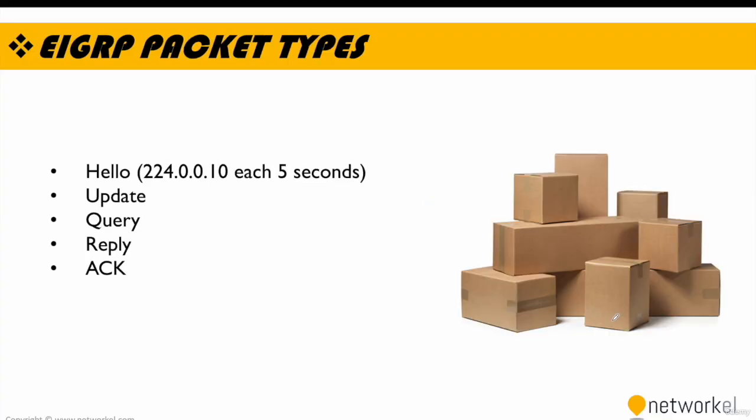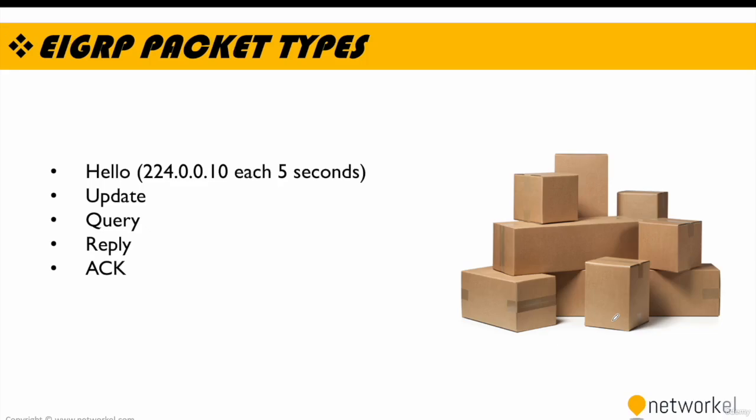We have mainly five packet types in EIGRP: hello, update, query, reply, and ACK. Hello, same as in OSPF, is used to discover the routers which are using EIGRP, but this time it is sent to 224.0.0.10 every 5 seconds for IPv4, and also to FF02::A every 5 seconds in IPv6 networks.